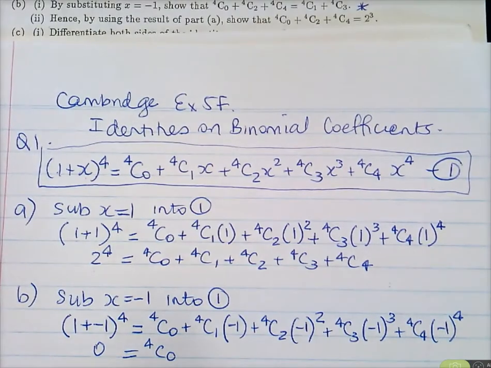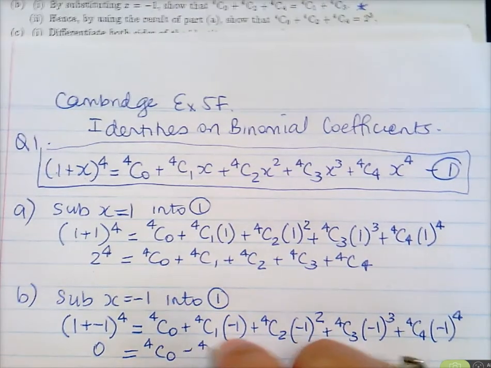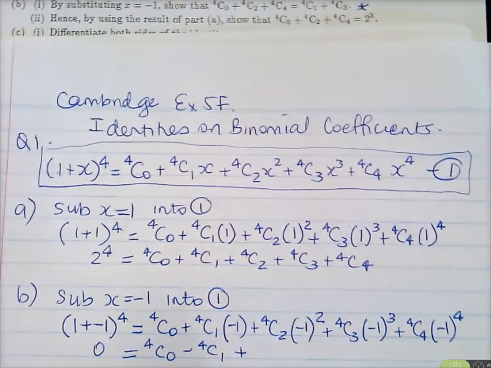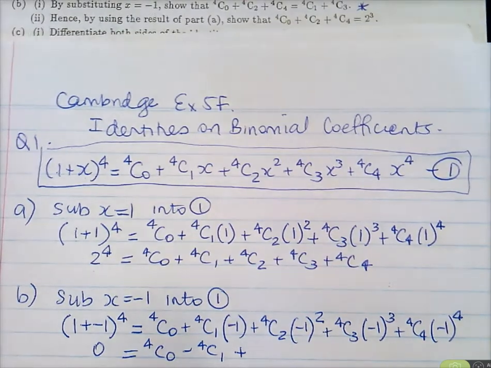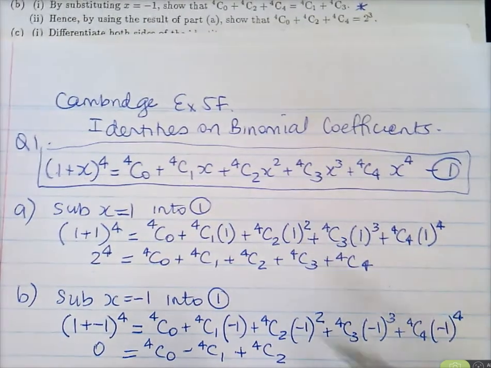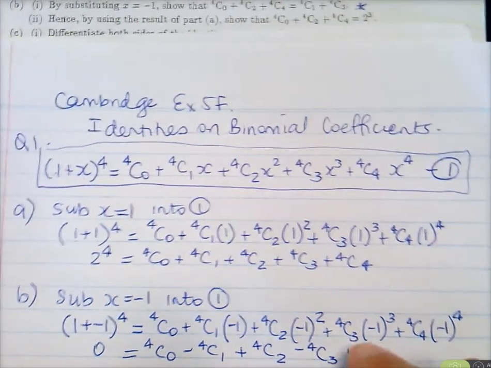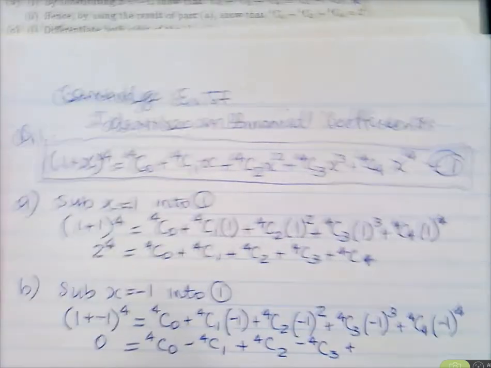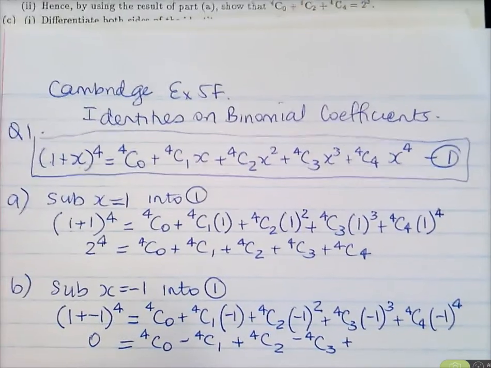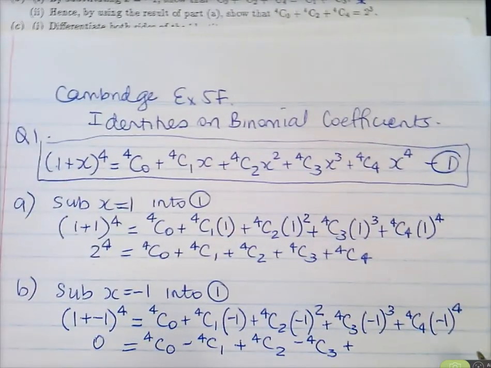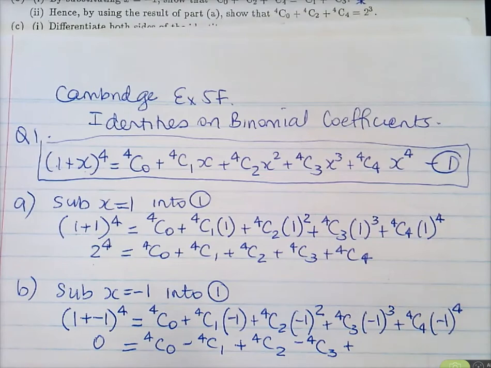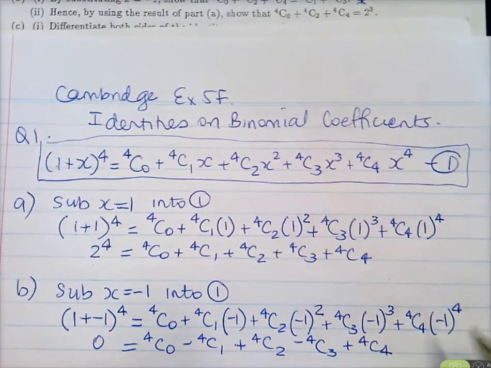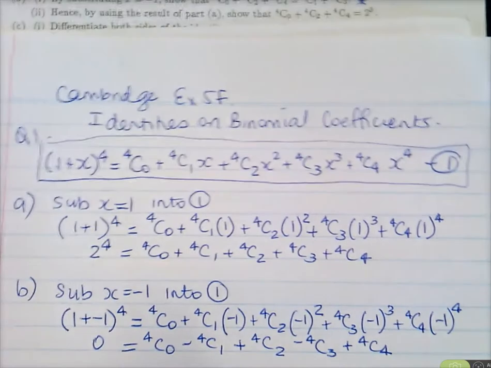What else do I get now? How do I simplify 4 choose 1 times negative 1? Minus 4 choose 1 plus, what's that? Isn't that just 4 choose 2? What's the next one? Minus 4 choose 3 plus, what's negative 1 to the power of 4? Negative 1 times negative 1 times negative 1 times negative 1 is just 1. Plus 4 choose 4.